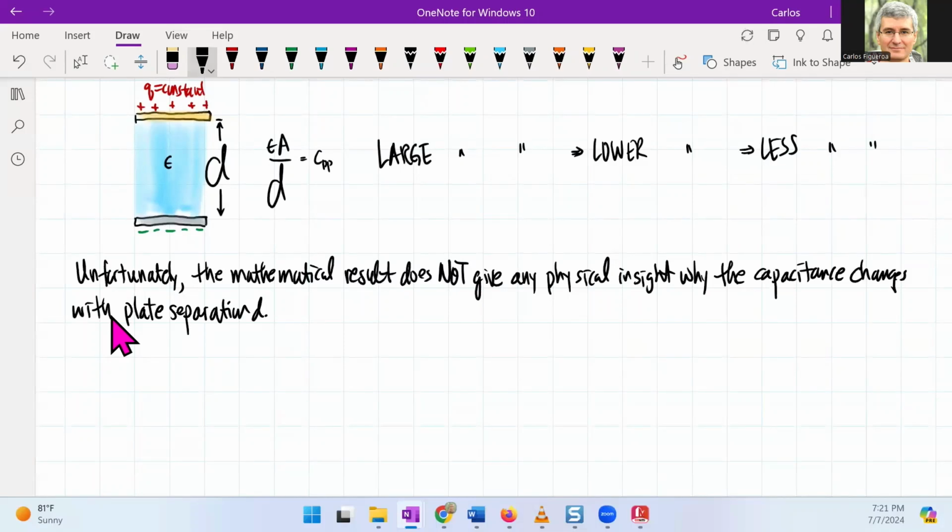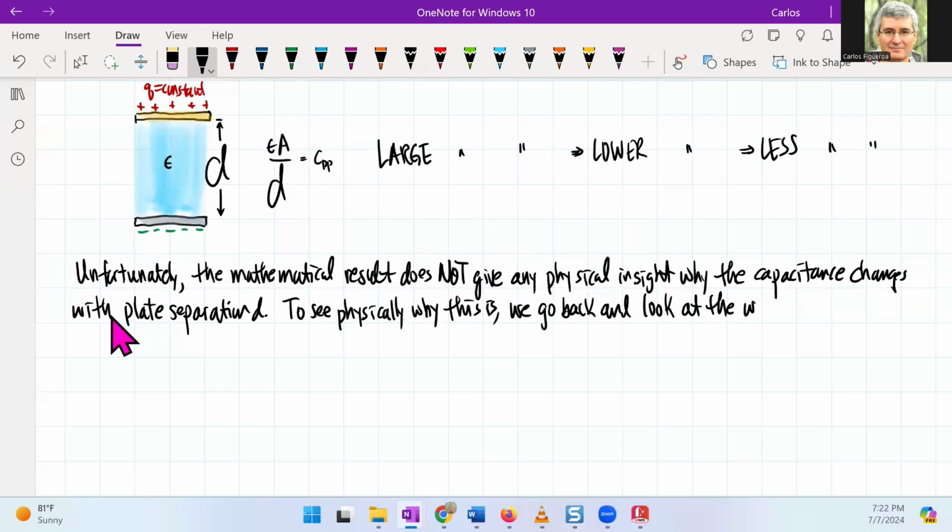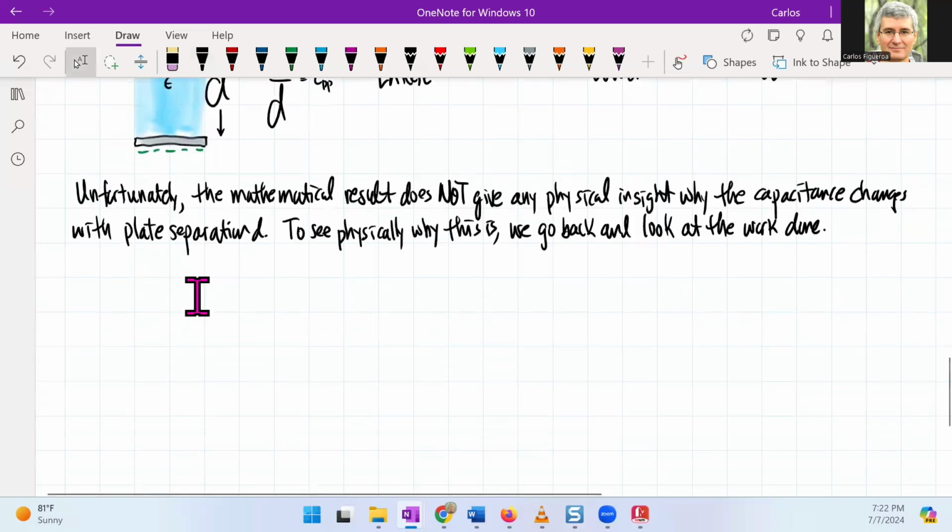To see why it is, to see physically why this is, we go back and look at the work done. So here we go. I'm going to deal with electric fields for a moment, but that's going to tell me about the potential.